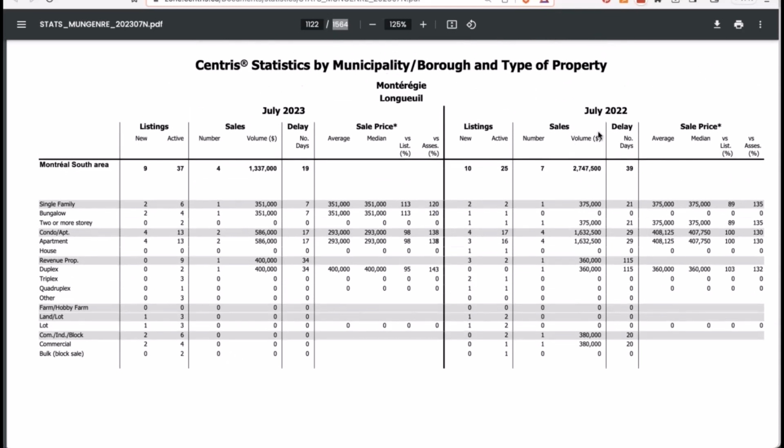And then you're comparing here with July 2022. So number of listings, number of sales, the delay. So you can see here the delay in July 2022 for this borough was 39 days. This year it's 19 days. So we're selling a lot faster. Okay.